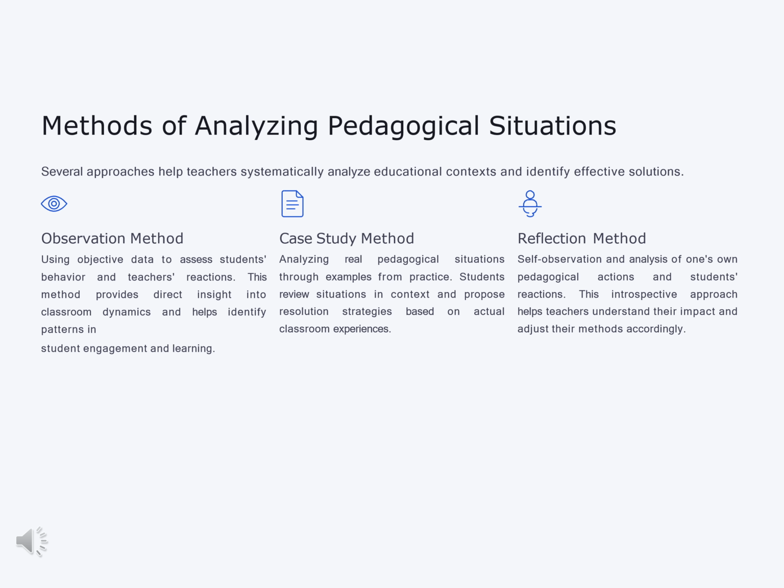Three methods are presented here as especially significant: observation, case study, and reflection. Observation provides direct evidence concerning student behavior, teacher response, and classroom dynamics. The case study method allows real educational situations to be examined in context, with particular attention to cause, consequence, and possible intervention. Reflection introduces the teacher's own actions into analysis and makes professional self-correction possible. These methods differ in emphasis, yet they are united by a common purpose: to replace assumption with evidence and to connect interpretation with pedagogical decision-making.